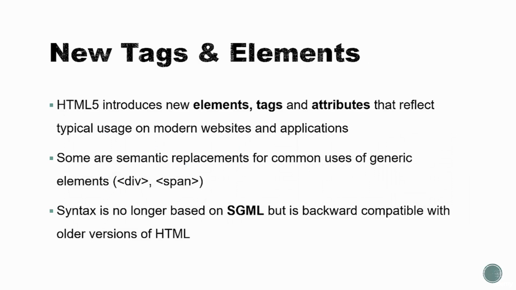So we have quite a bit of new stuff going on in HTML5. It introduces a whole new set of elements, tags, and attributes that reflect typical usage on modern websites and applications, and we'll be taking a look at those in depth in the next video. So some of these are replacements for common use of generic elements such as div and span. A good example would be the header tag. In HTML4, we would typically wrap a header using a div with an ID. Now we have a header tag, which is much more semantic and it looks better, it looks cleaner.